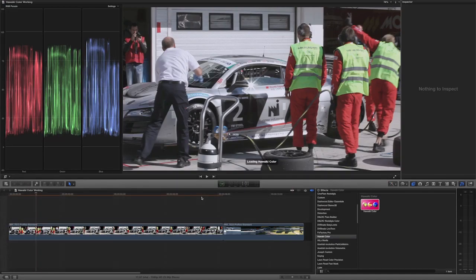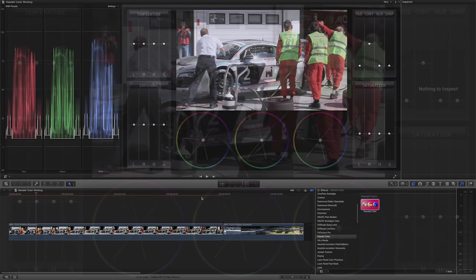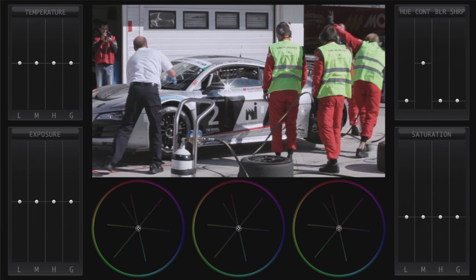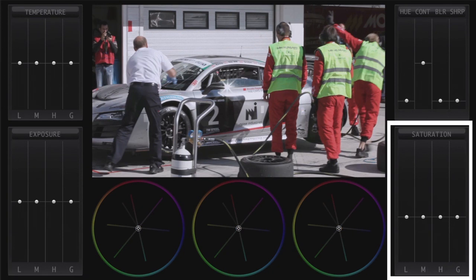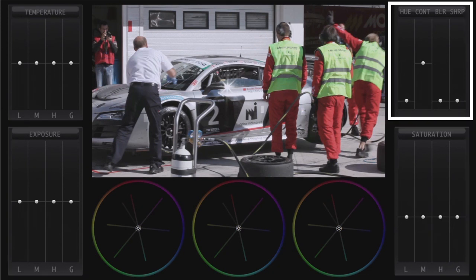I'll drag the effect to my first clip. The first thing you'll notice is the extensive on-screen controls that appear. At the bottom are three very large color wheels, familiar to you if you've done any color correcting in a three-way color corrector or in a color grading application. They control the color balance in the shadows, the mids, and the highlights. The other four controls are sections to adjust temperature, exposure, saturation, and additional picture effects.